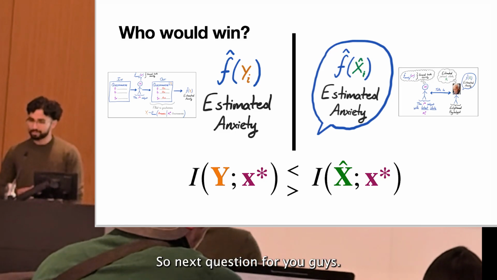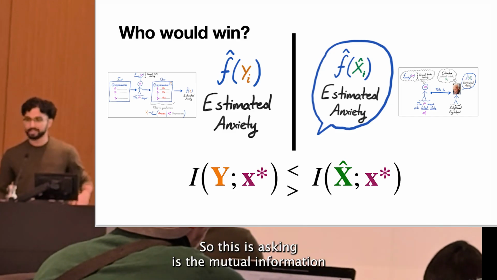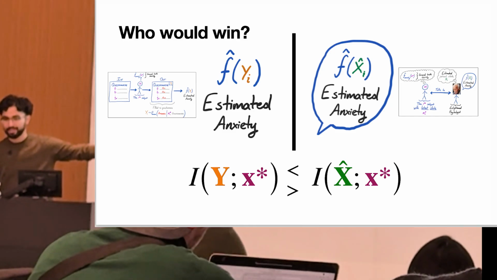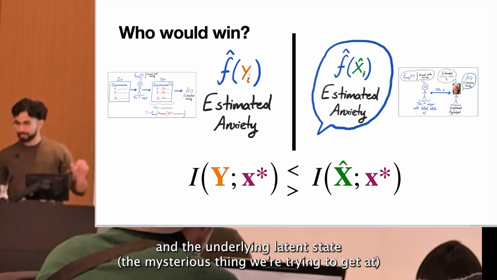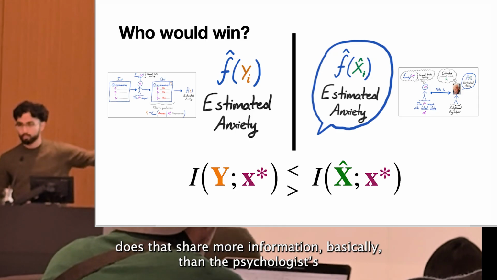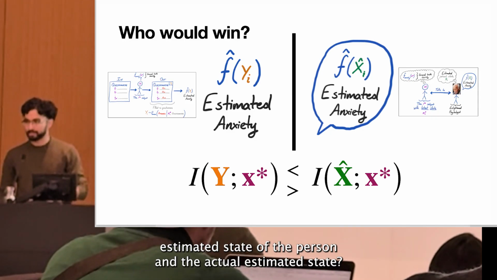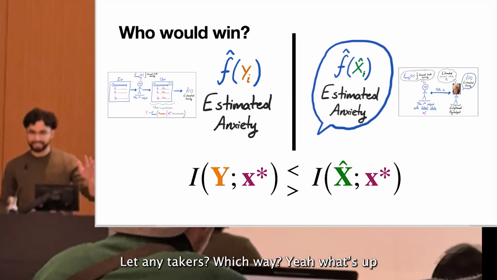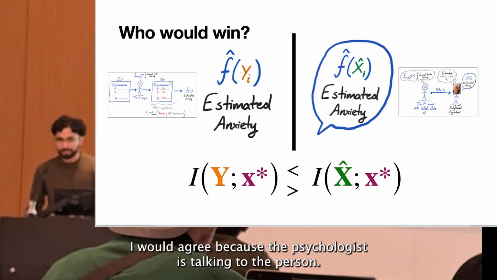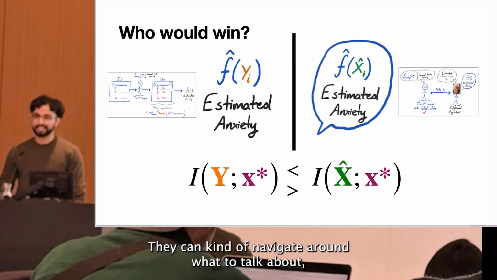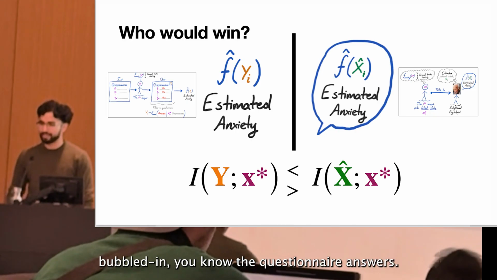So, next question for you guys. We're on a roll with the first one. Which way will this inequality face? So this is asking, is the mutual information between this questionnaire response, that's the Y value, and the underlying latent state, the mysterious thing we're trying to get at, does that share more information, basically, than the psychologist's estimated state of the person and the actual state? Any takers? Which way? Yeah, what's up? I would agree, because the psychologist is talking to the person, they can kind of navigate around what to talk about, and they're not really fixed to these bubbled-in questionnaire answers.